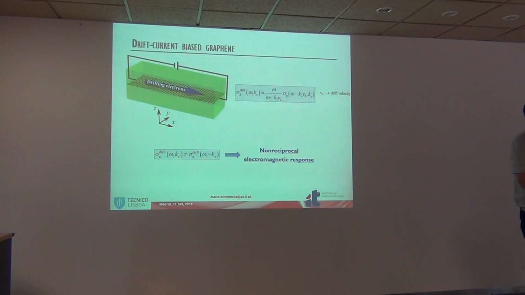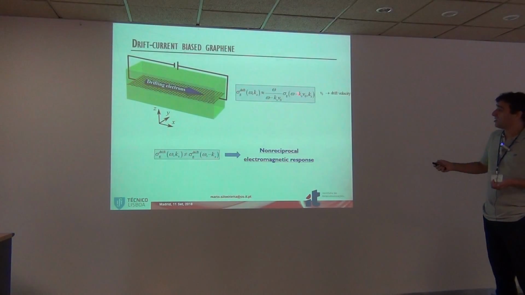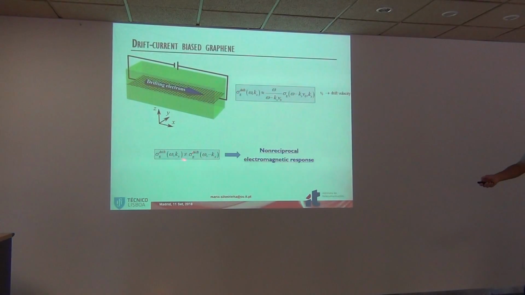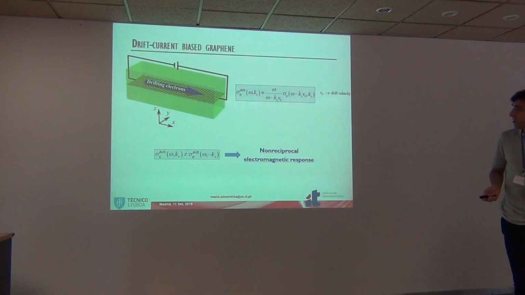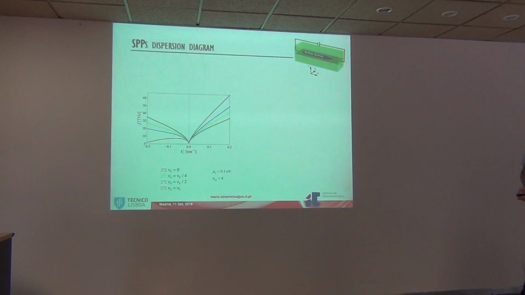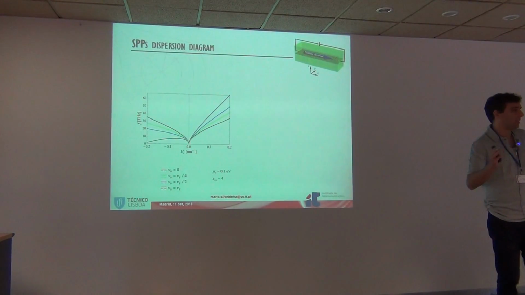If you are familiar with graphene plasmonics, it's exactly the same equations. We just use this drift, and it is non-reciprocal, as you can check explicitly by looking at here. And this is what you get for the plasmon's dispersion diagram for propagation along X, the direction of the drifting electrons. So if you don't have any drift, it would be the black line. And you see it's symmetric, so left and right, of course, are exactly the same.